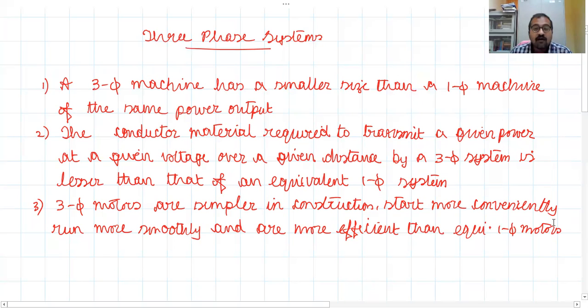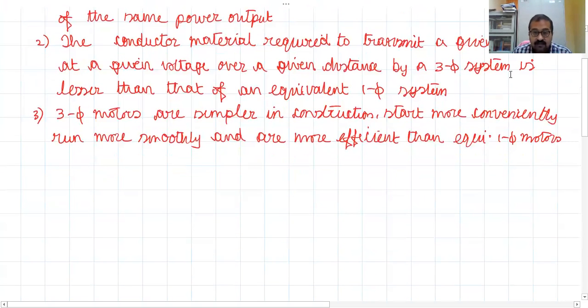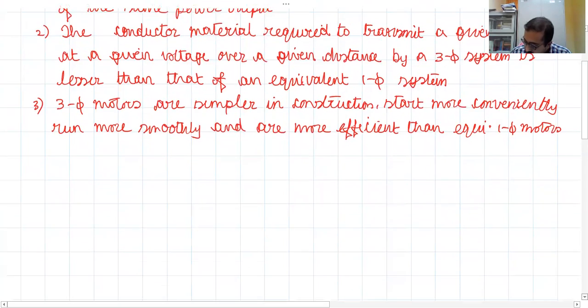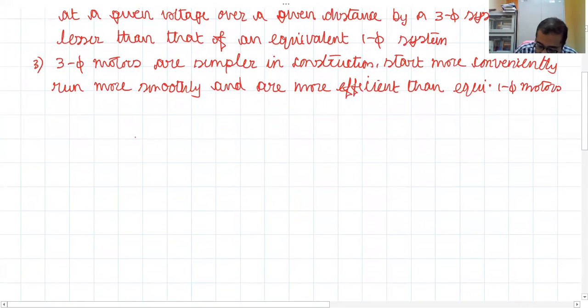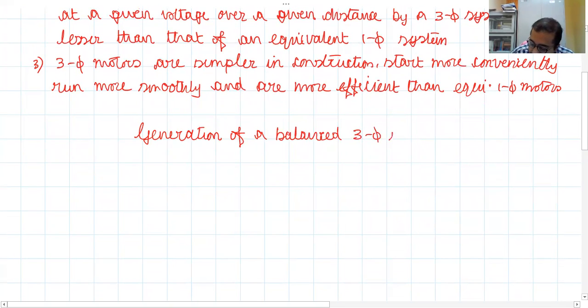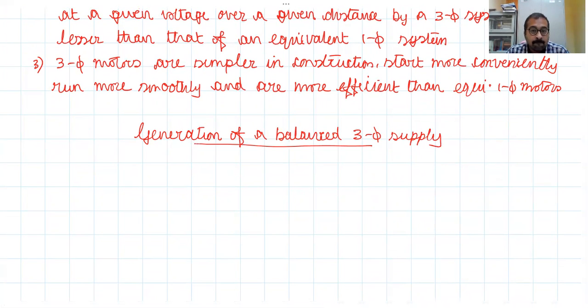So how can we generate a balanced three phase supply? Next topic, generation of a balanced three phase supply. How to generate a voltage? On the basis of Faraday's law. What is Faraday's law? Whenever a time-changing magnetic flux links a coil, an EMF is induced.